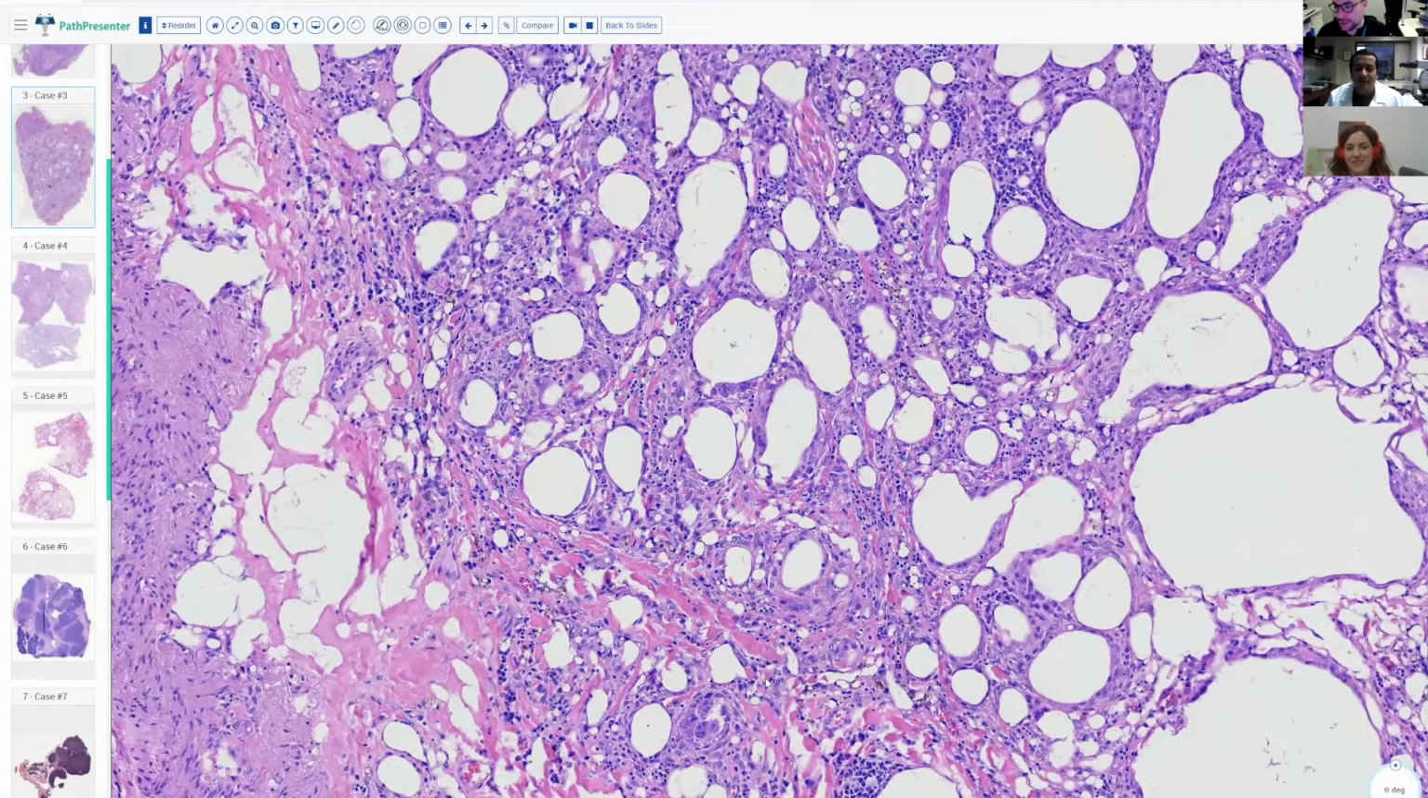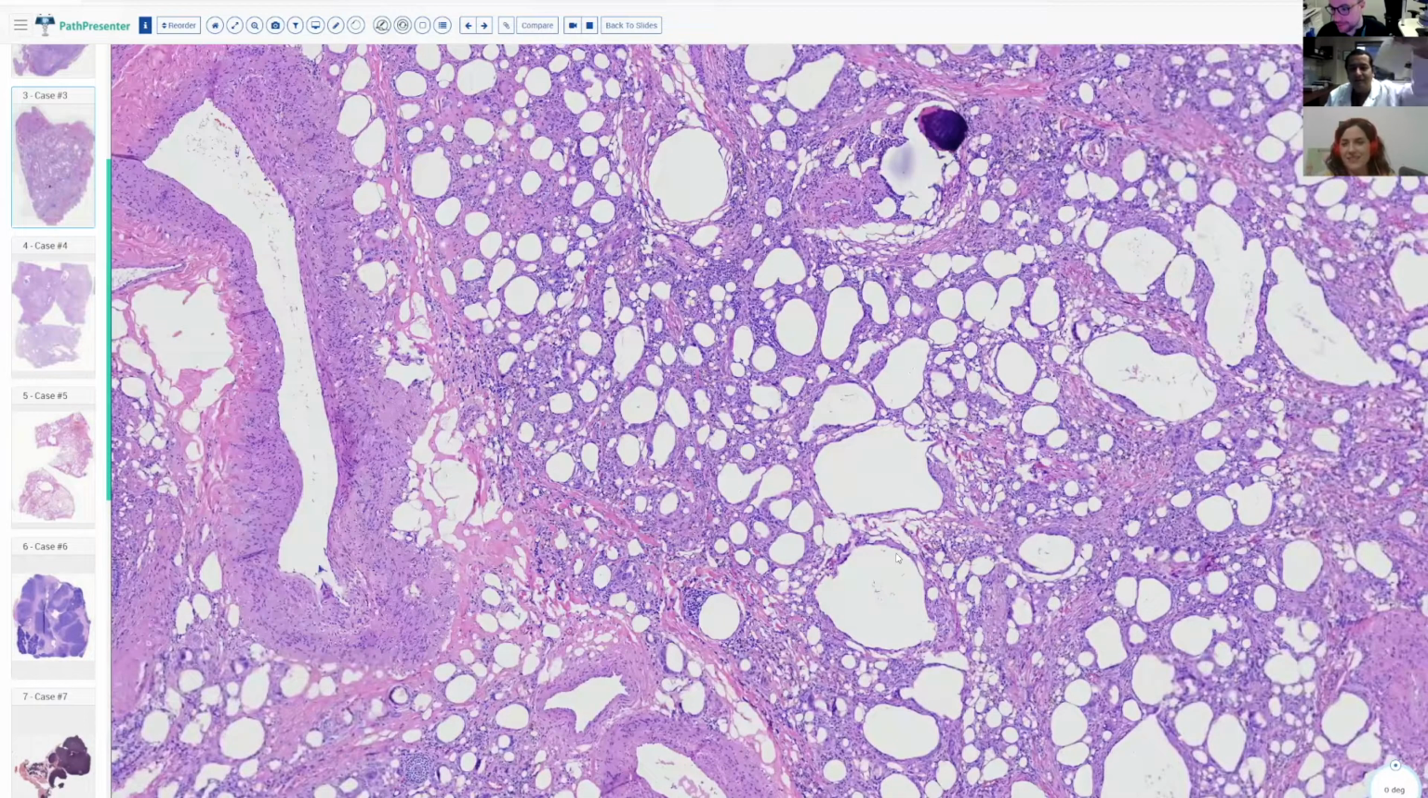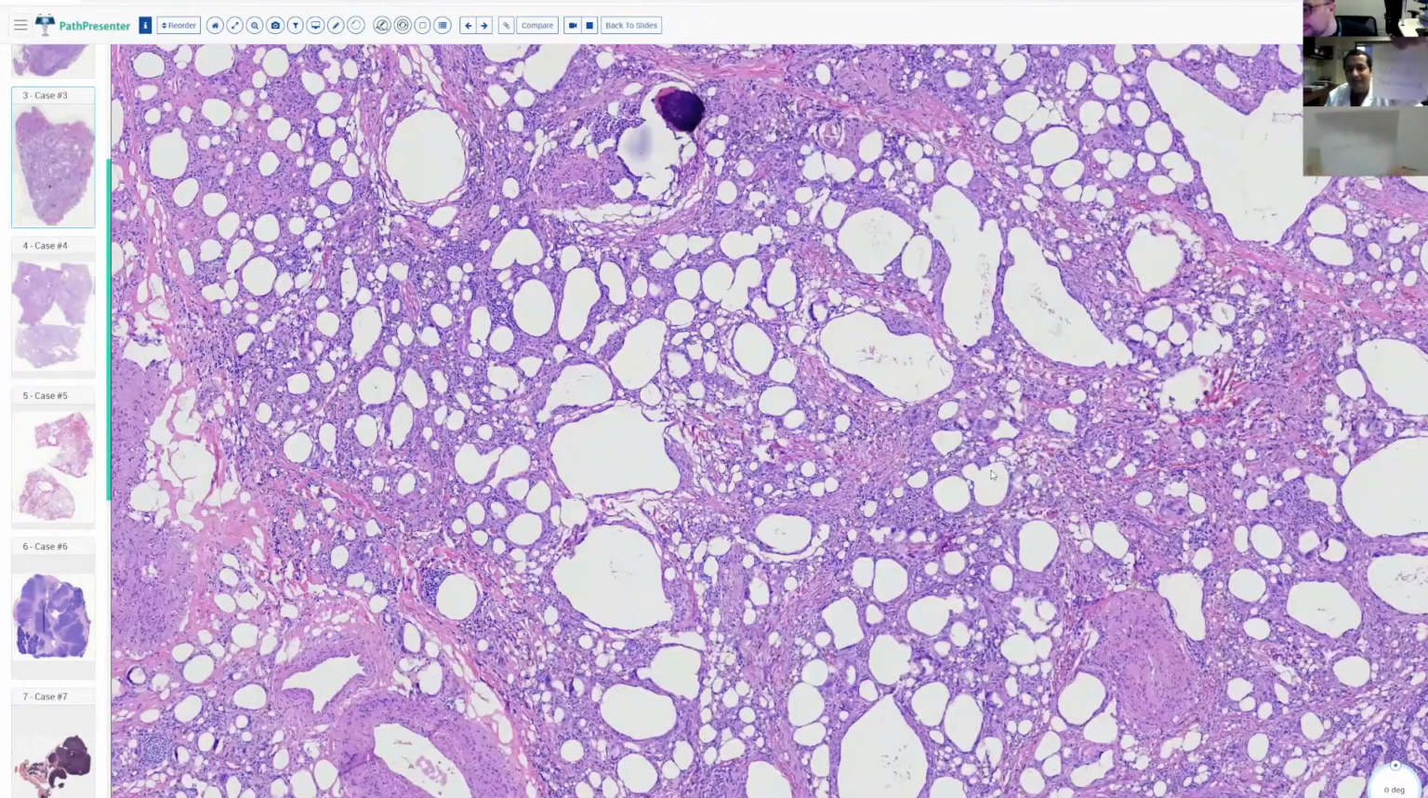Do you guys have an answer? Do you want to see more of it? Exogenous lipoid pneumonia. Yeah, exactly.